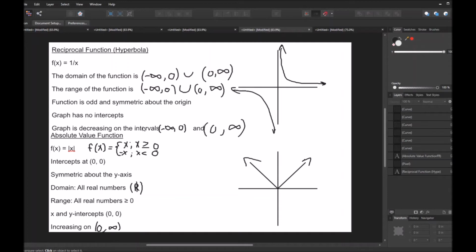It has intercepts at 0, 0. It's symmetric about the y-axis. The domain is all real numbers. The range is all real numbers greater than or equal to 0. X and y intercepts at 0, 0, like I said, and it's increasing on 0 to infinity, and it would be decreasing on negative infinity to 0. So as you can see here, it's decreasing from negative infinity to 0, increasing from 0 to infinity. You can see that the range is all real numbers greater than or equal to 0, and you can see that it is symmetric about the y-axis.